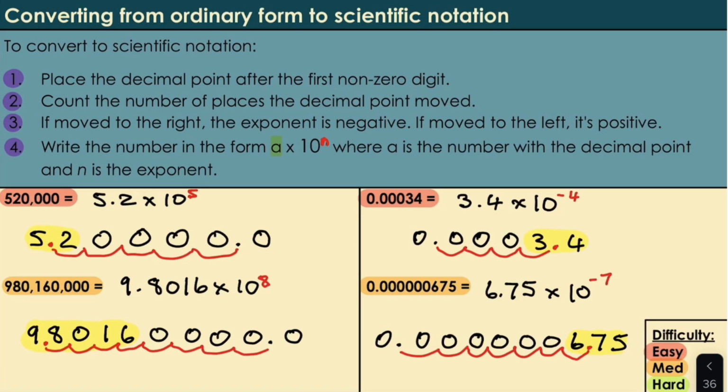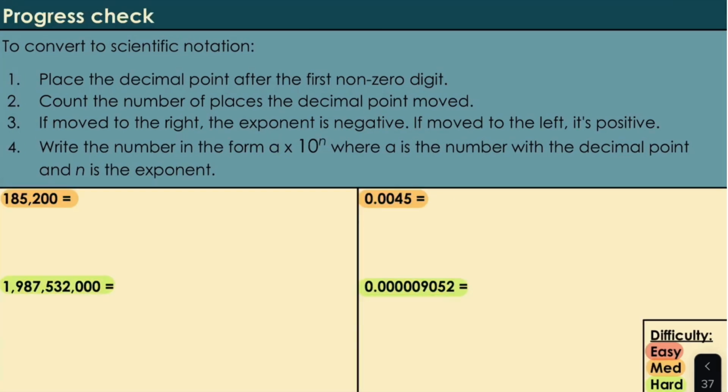So what we'll notice with these examples is, if you ever have a really large number, the exponent of the power is positive. If you have a very small number, the exponent of the power is negative. Progress check. Have a go yourselves, then check your answers with mine.